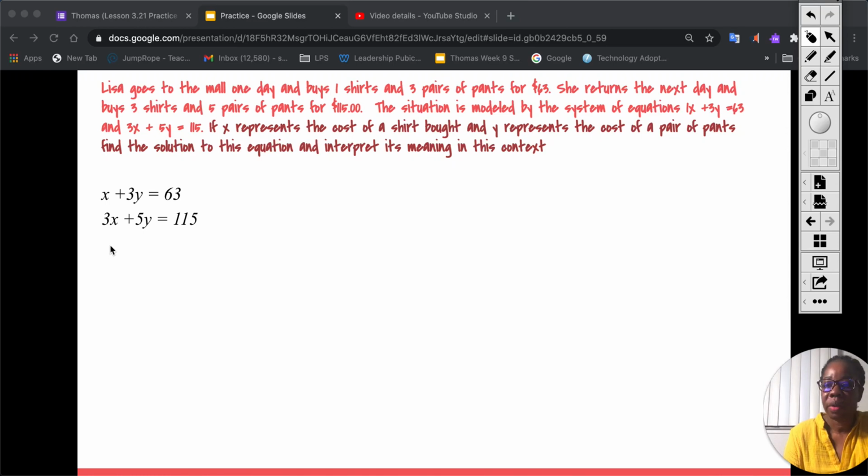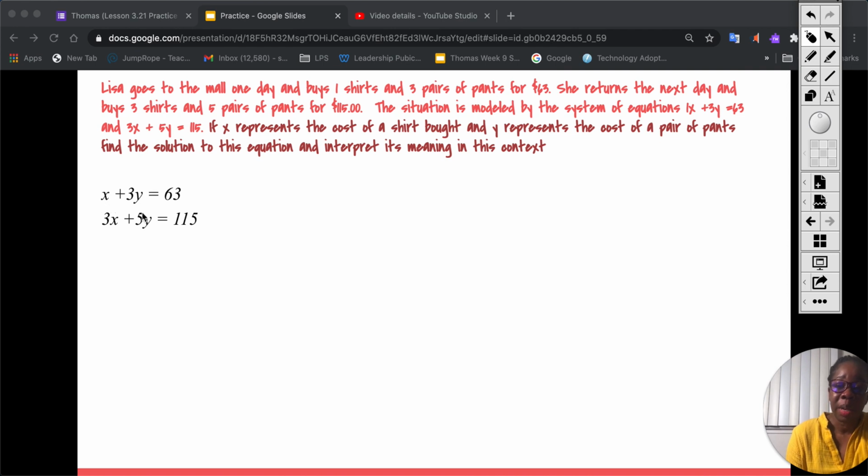Okay, so for this question, it says Lisa goes to the mall and she buys one shirt and three pairs of pants for $63. She returns the next day and buys three shirts and five pairs of pants for $115. The situation is modeled by the equations 1x plus 3y is equal to 63 and 3x plus 5y is equal to 115. If x represents the cost of a shirt and y represents the cost of a pair of pants, find the solution to this system and interpret its meaning.